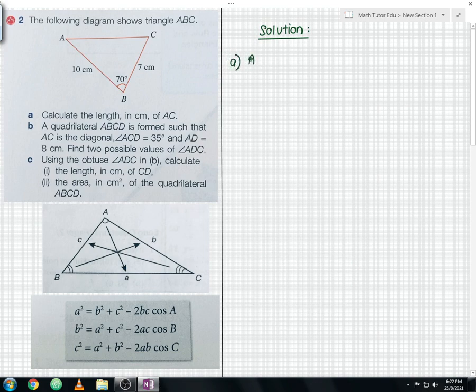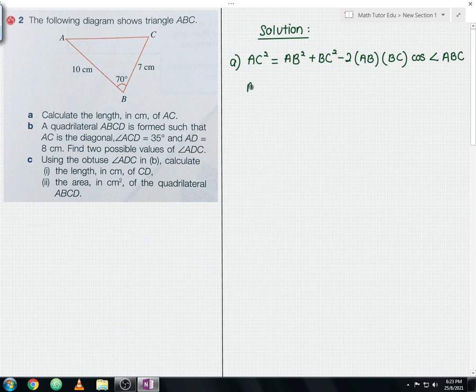From here, AC square will be equals to AB square plus with BC square minus 2 times with AB times with BC, okay, and then times cos angle ABC. Okay, so this is your working. So from here, let us start to solve.